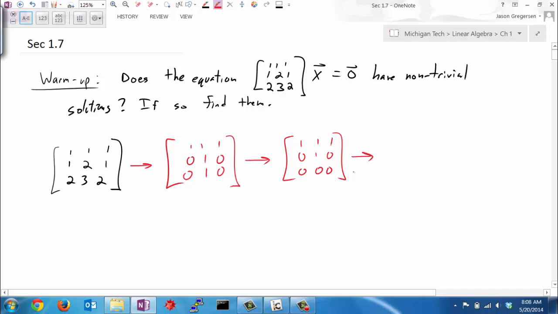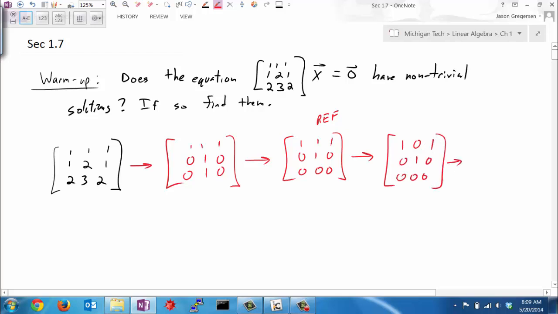Are there non-trivial solutions? There certainly are, because I have free variables. What's my free variable here? X3. Alright, so now I have an REF form so I can make those statements, find the actual solutions. I want to put it in reduced row echelon form. So I'm going to take the first row and subtract the second row. So I'll have this.